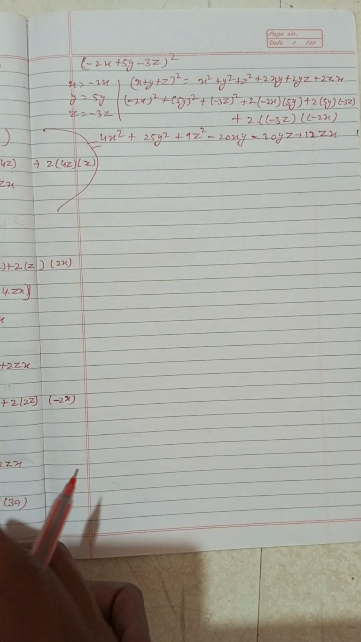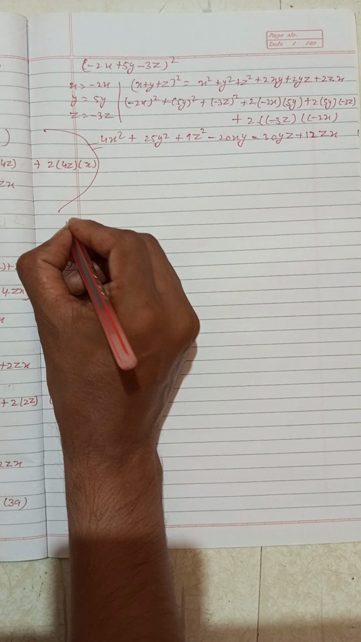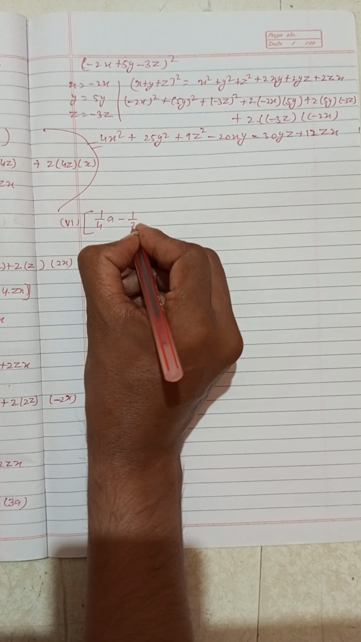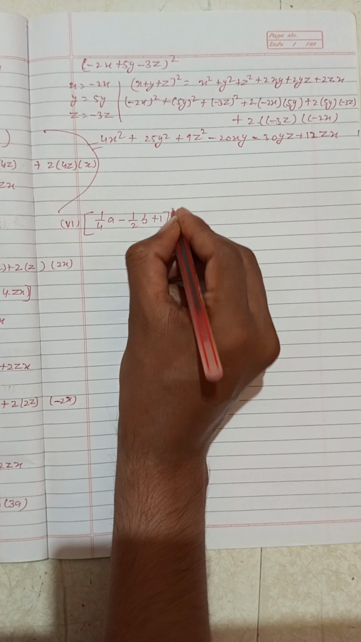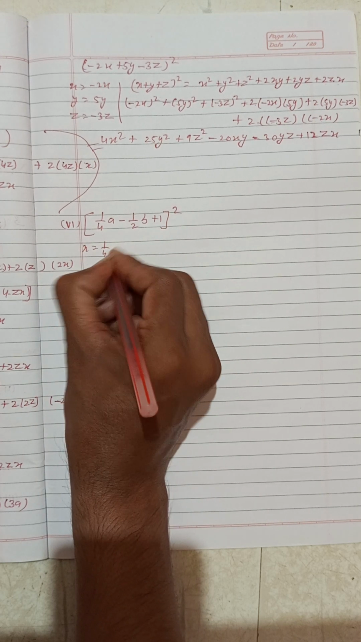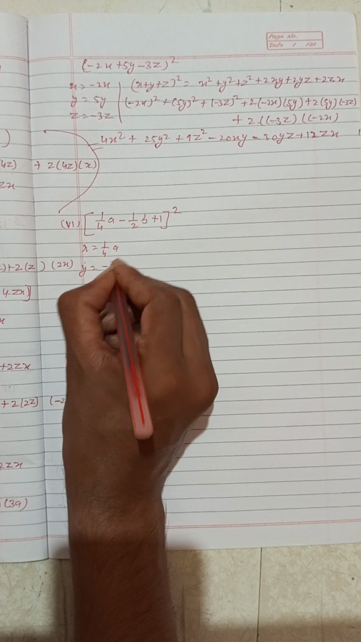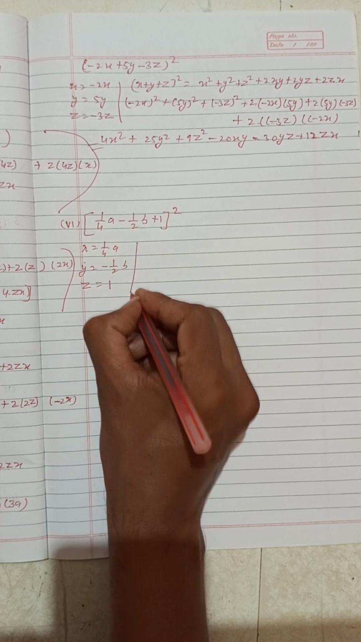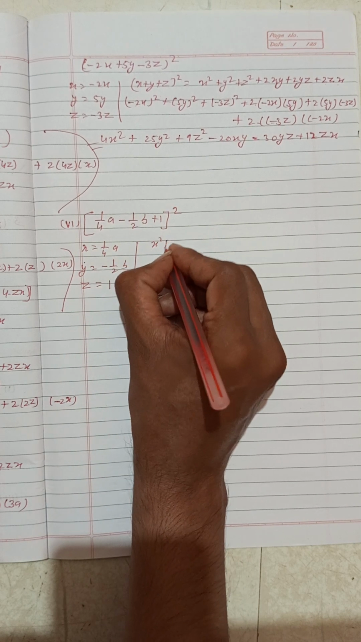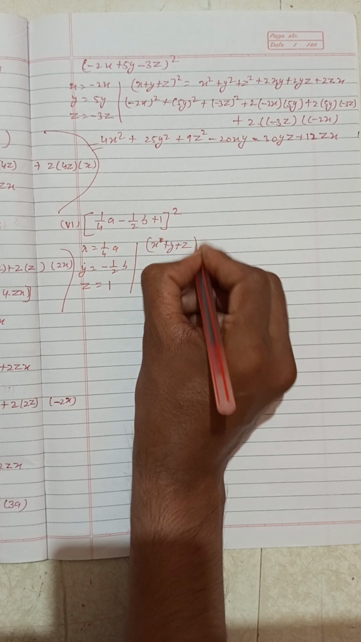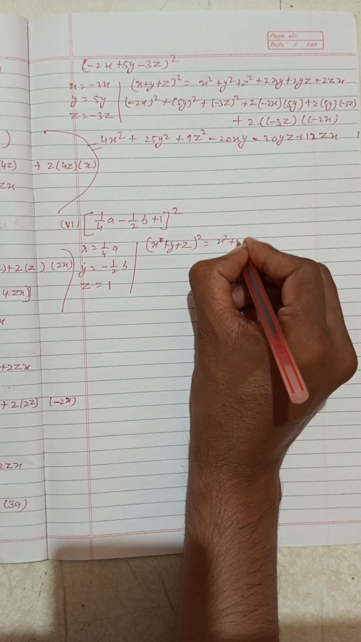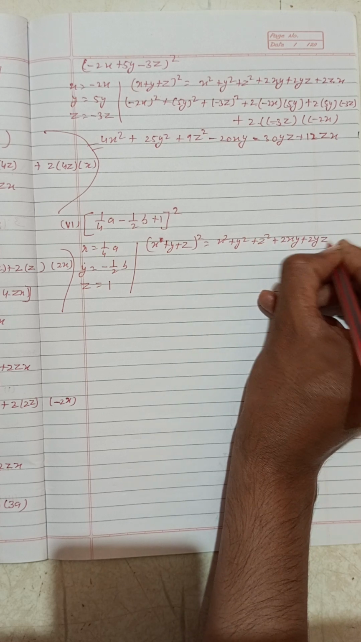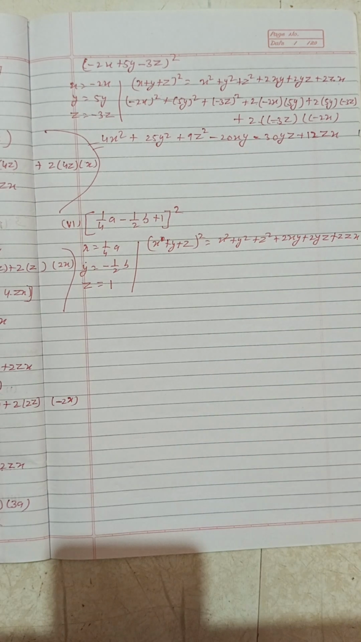Next, taking the last question of the fourth main, that is the sixth question. The question is given: (1/4a - 1/2b + 1) whole square. We know x is equal to 1/4a, y is equal to minus 1/2b, and z is equal to 1. Now what is the formula? The formula is (x + y + z) whole square is equal to x square plus y square plus z square plus 2xy plus 2yz plus 2zx.